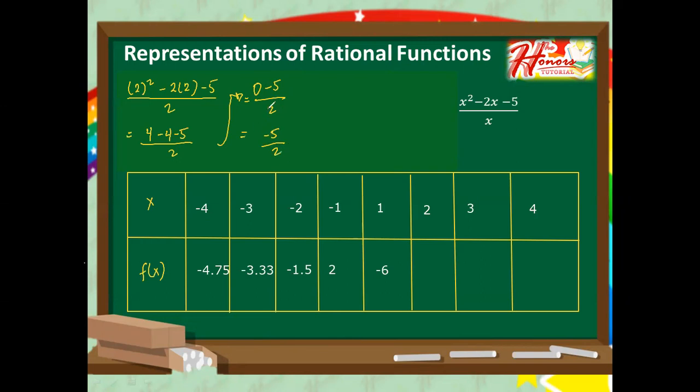So let's convert it into a decimal. And that is equal to negative 2.5. We will write it here. Negative 2.5. Next, let's have 3.